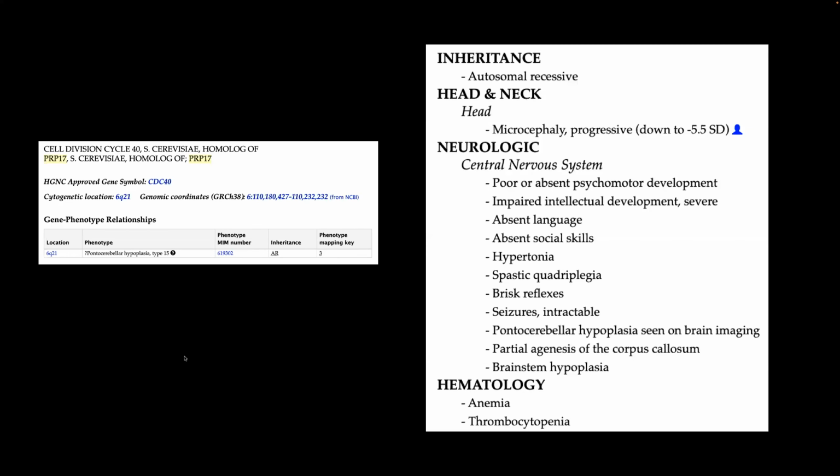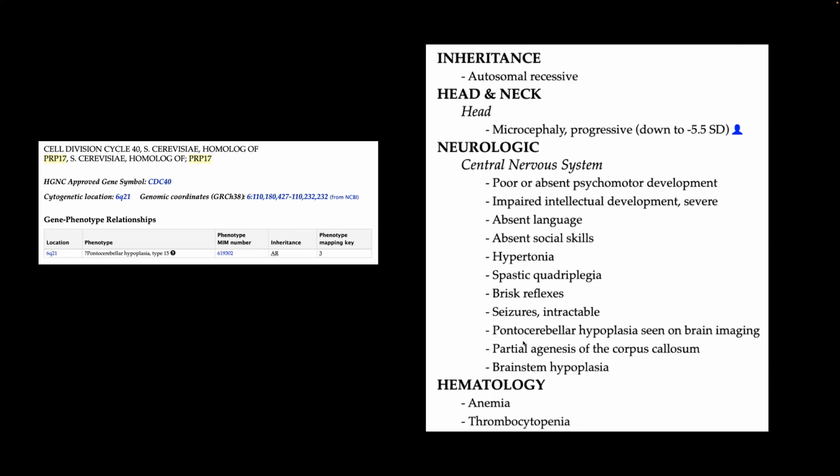Whole exome was done. Is this a VUS, or pathogenic, or likely pathogenic? Yeah, so I put it as VUS. Okay, VUS. All right. So PCH 15 of CDC40, a VUS variant, was on the whole exome sequencing. Then we looked at the presentation of the PCH 15 that is due to the PRP17 or CDC40 related genes.